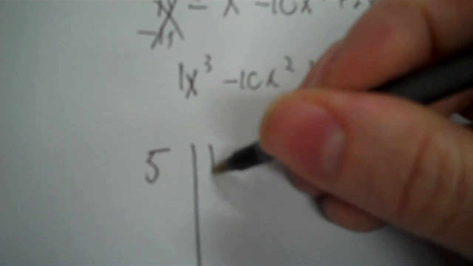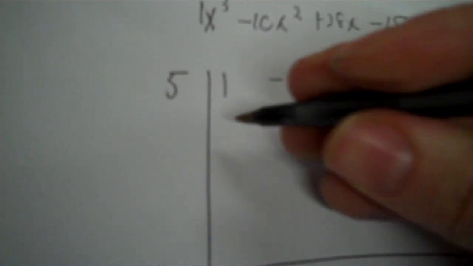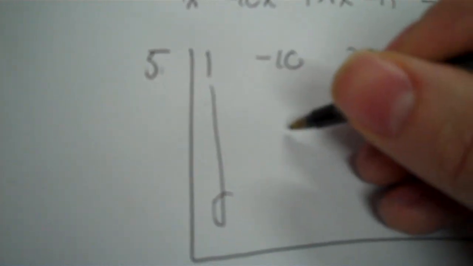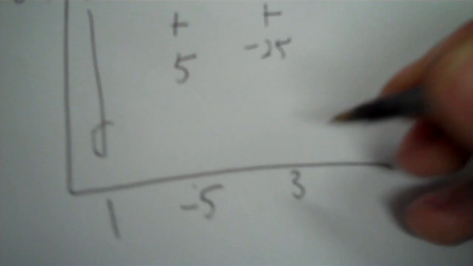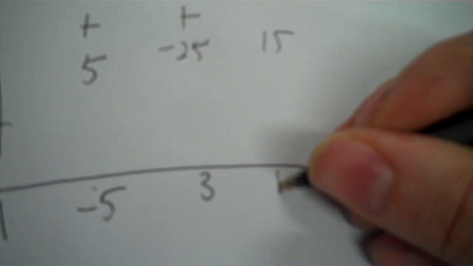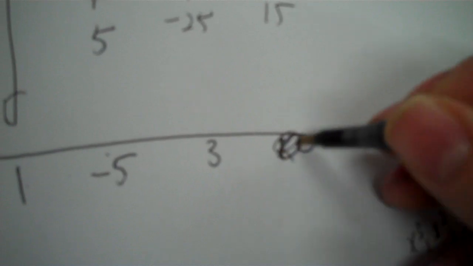So since I have one of the roots, I don't need to use the rational roots theorem. I go right into my L, and I can divide by that 5, because 5's already one of the ways to make $15,000. So then I have 1, -10, 28, and -15. You drop your 1. 1 times 5 is 5. -10 plus 5 is -5. -5 times 5 is -25. That gives me 3. 3 times 5 is 15, which gives me my remainder of 0. Cross that out.